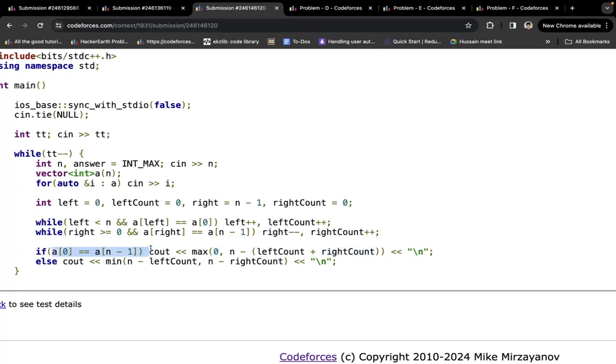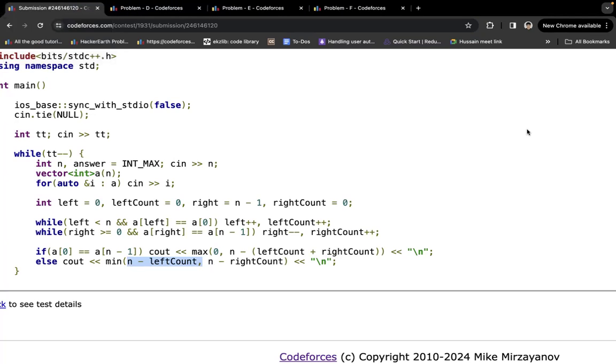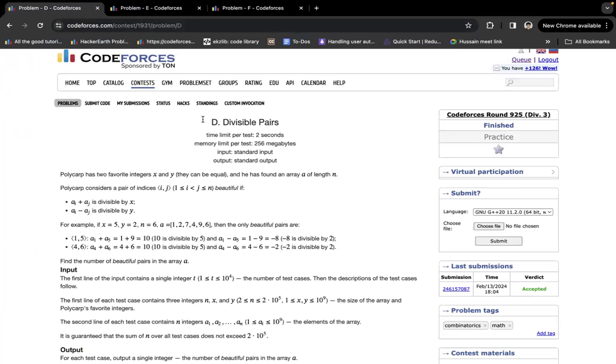Otherwise, if the first and last elements are not equal, I just print the minimum of n minus left count, comma, n minus right count. Is this much clear, guys? Tell me, is there any doubt? We are here to solve your doubts, right? We are here to eliminate them. So tell me, guys, are your doubts clear? Is there any doubt in this problem, Problem C? If not, we can move on to problem D. Someone put a yes in the chat. Great. So let's move on to problem D.